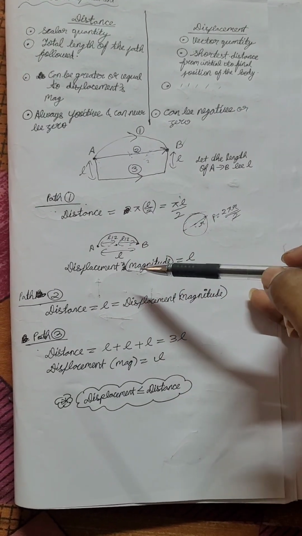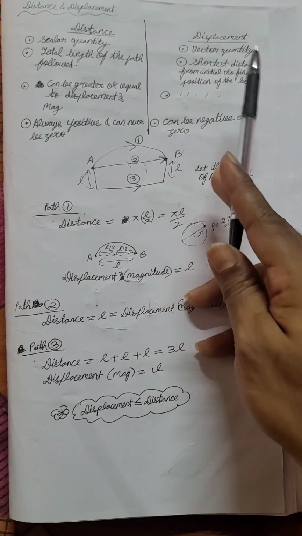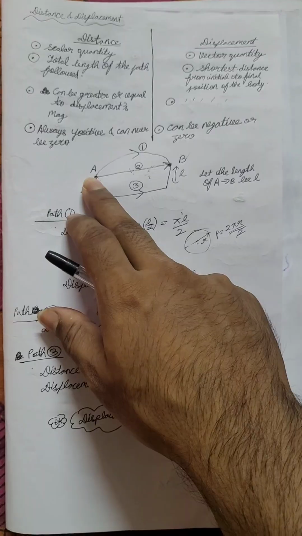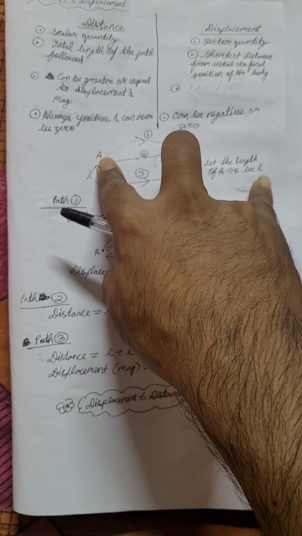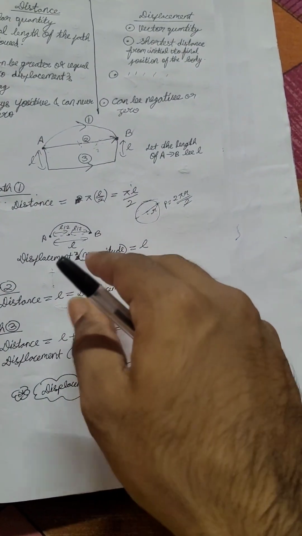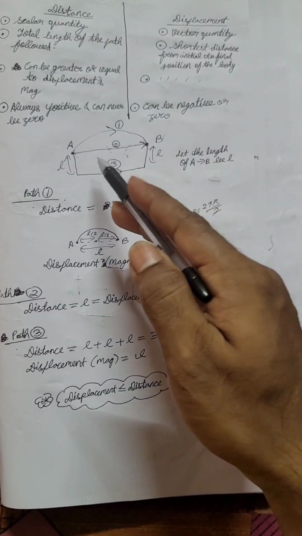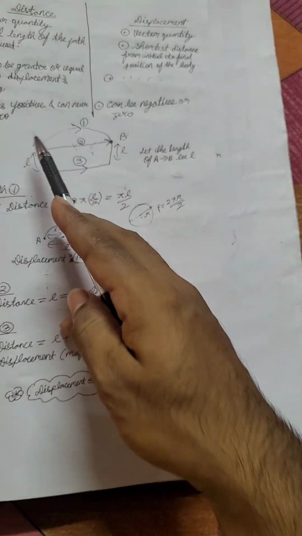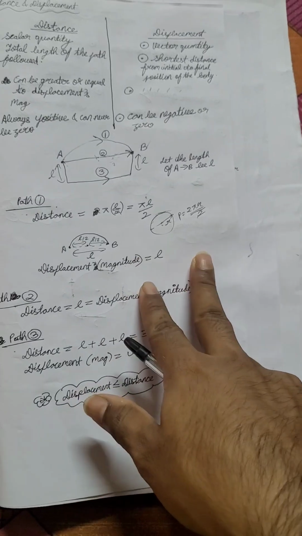But here the displacement magnitude is L. Displacement is the shortest distance from the initial to the final point. Initial point is A, final point is B. So the distance between A and B is L, and the displacement magnitude will be L. If anyone asks what is the direction, then we will say i cap, or towards east, because we have moved from A to B.